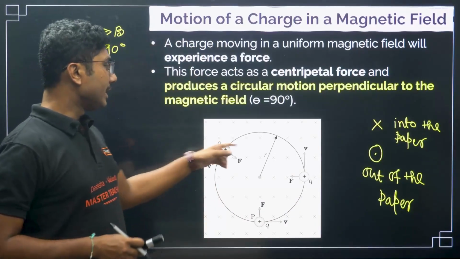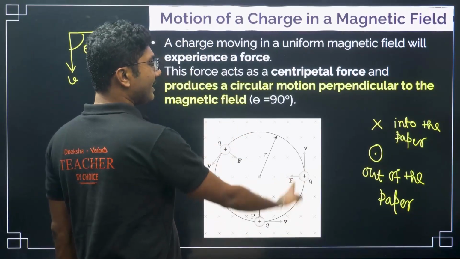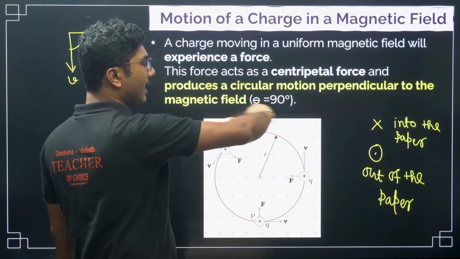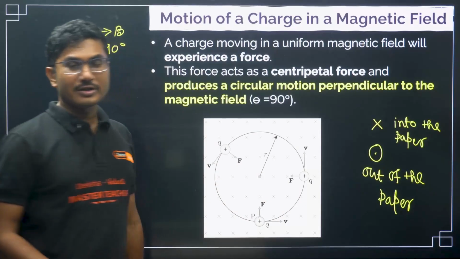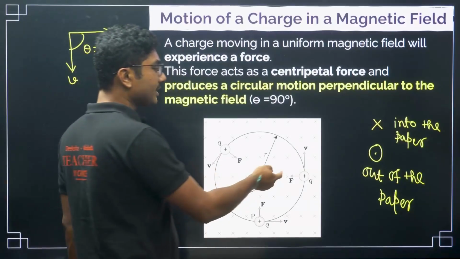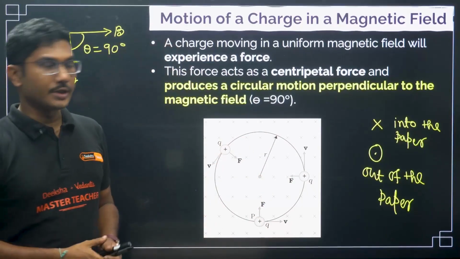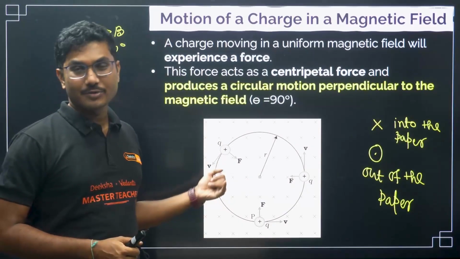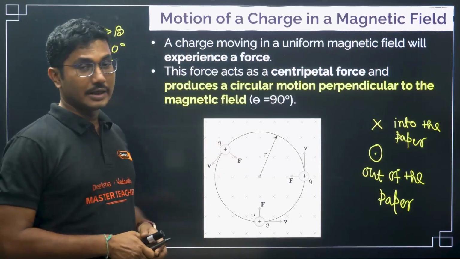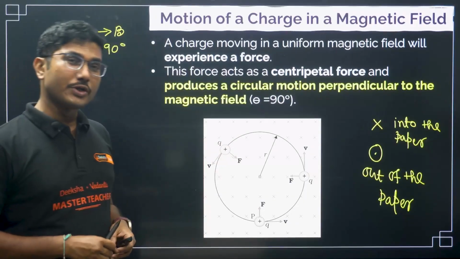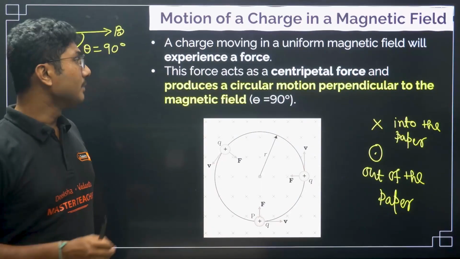Here, as you can see, the magnetic field is into the paper, and the velocity is perpendicular to the direction of the magnetic field. So what happens to the charge? The charge will rotate in a circular motion. We have to find the radius of this motion, the angular frequency, etc. The derivations are sometimes important, and 2 or 3 marker questions might come from that as well. We will see that in a while.